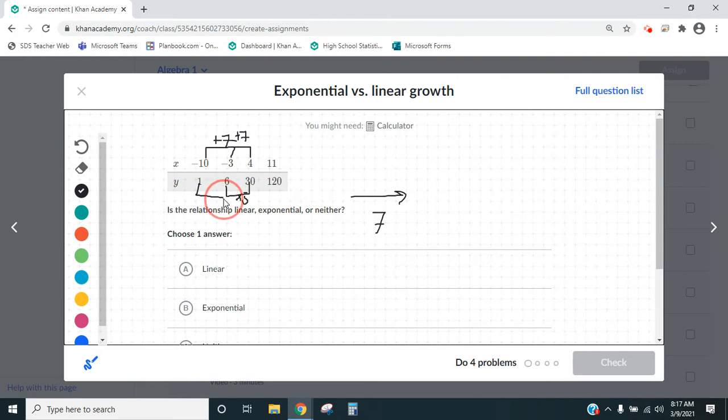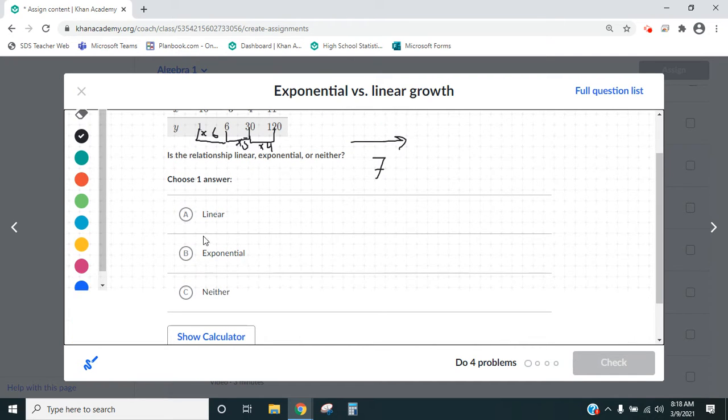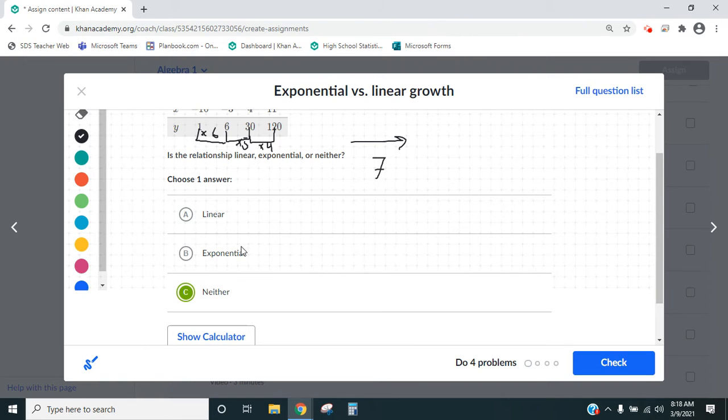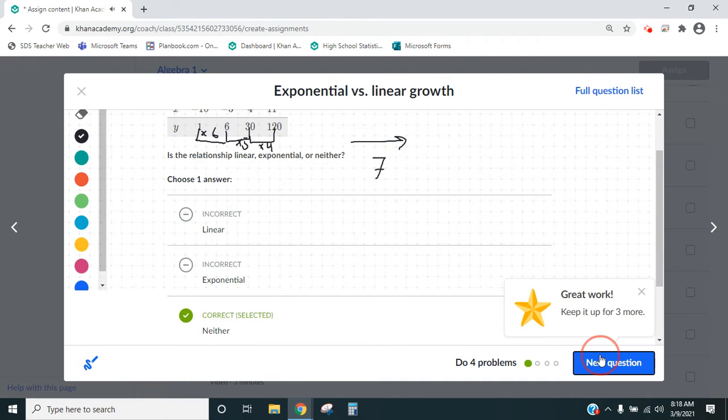Was the first one times 5? No, it was times what? Okay. And then from here to here, it's times what? Are they multiplying by the same number over and over again? No. So that means it's not linear because they're not adding the same, and it's not exponential because they're not multiplying by the same. So it would be neither in this case. They're multiplying by different numbers each time. Okay, let's do another one.